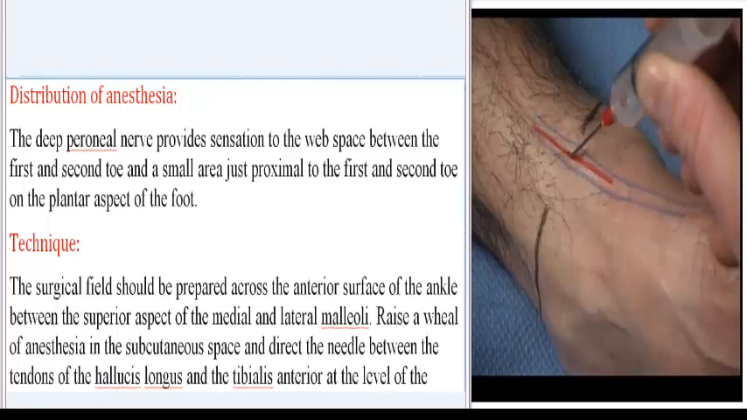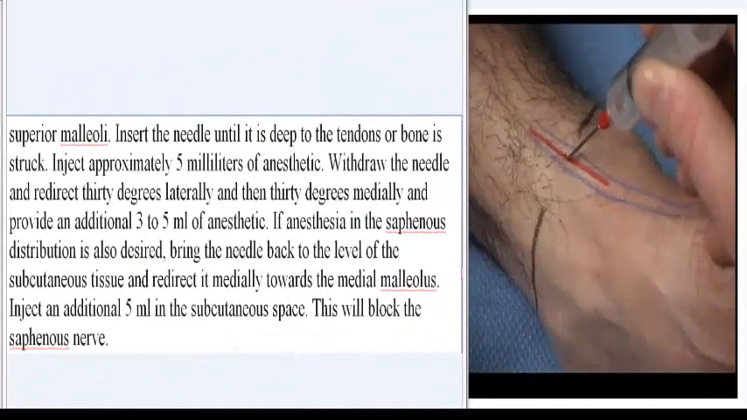medial and lateral malleoli. Raise a wheel of anesthesia in the subcutaneous space and direct the needle between the tendons of the hallucis longus and the tibialis anterior at the level of the superior malleoli. Insert the needle until it is deep to the tendons or bone is struck. Inject approximately 5 ml of anesthetic.